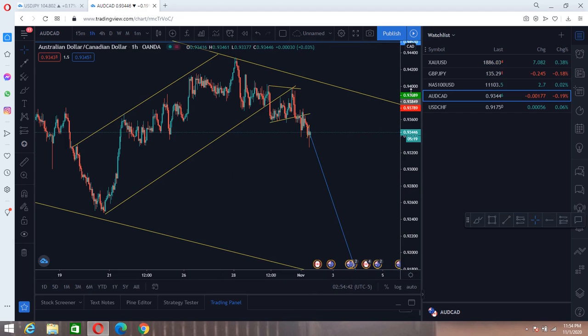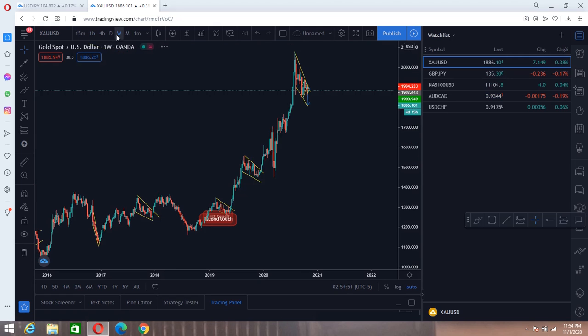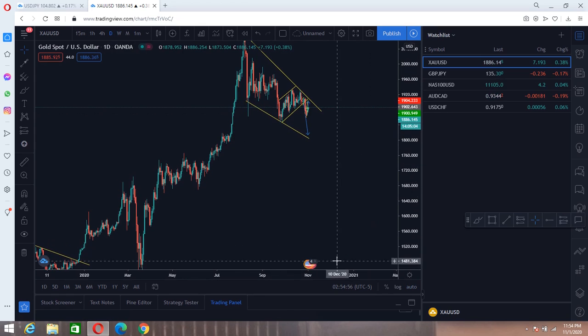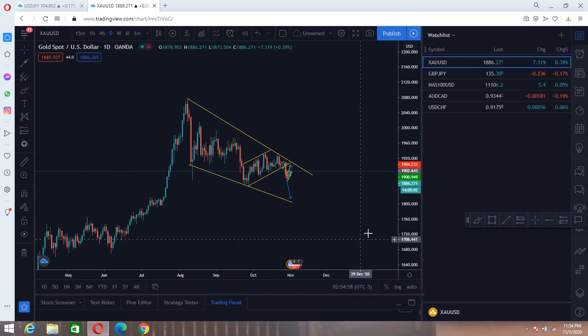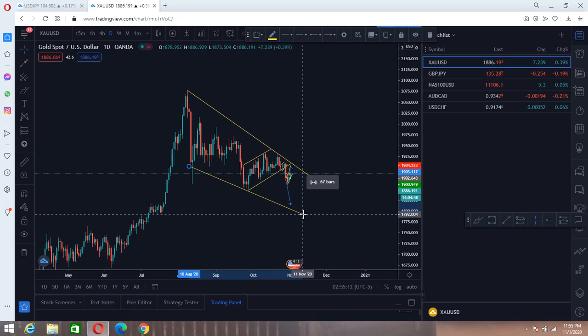So the second pair we're gonna check is gold. So as you can see, let me just go to the daily. It shouldn't confuse you guys. My pattern shouldn't confuse you. As you can see, this is a continuation pattern to the upside, but what we have now is a reversal pattern. So we know with a reversal pattern we're going to the downside, so we're expecting also a third touch here on gold.